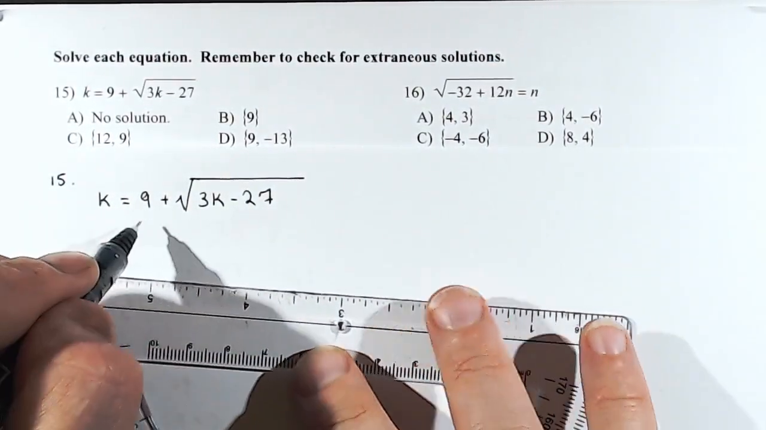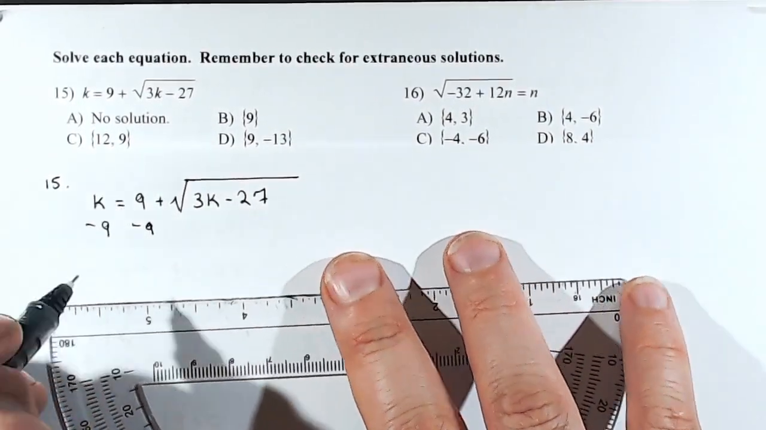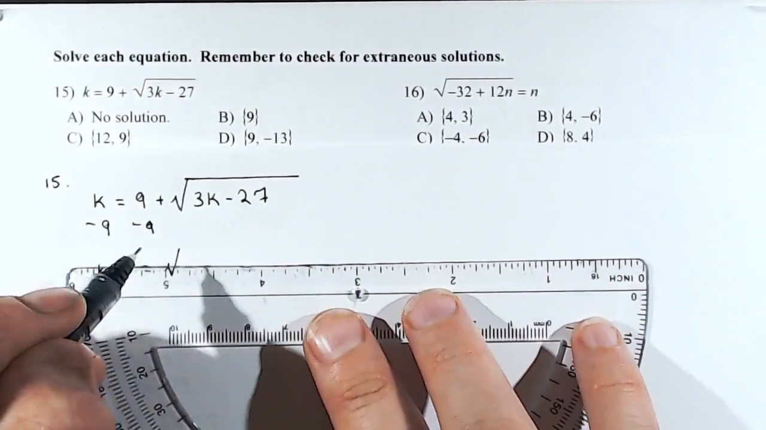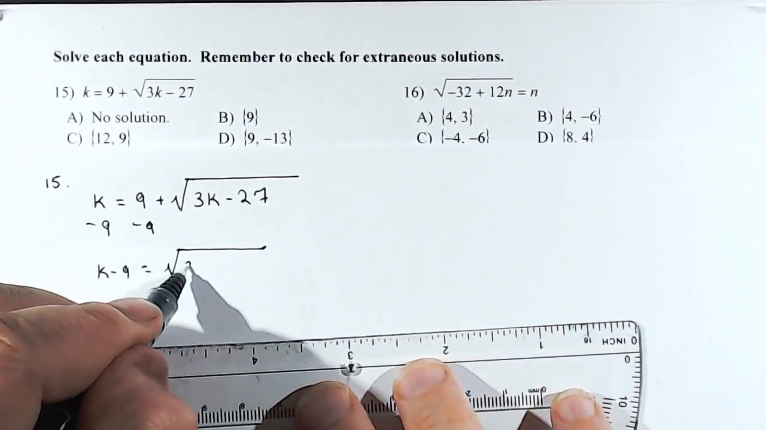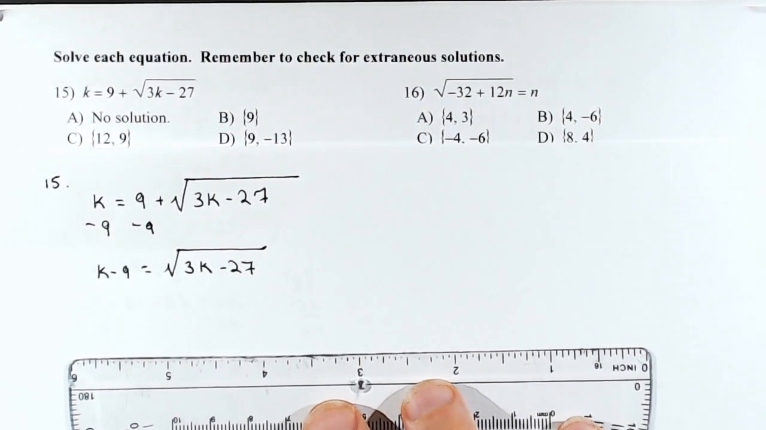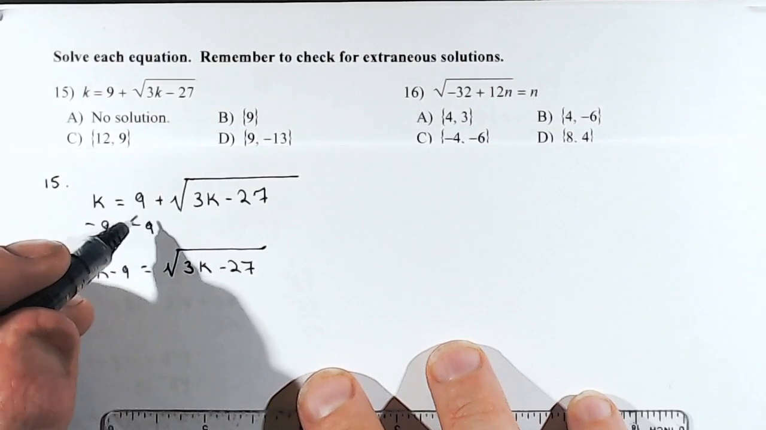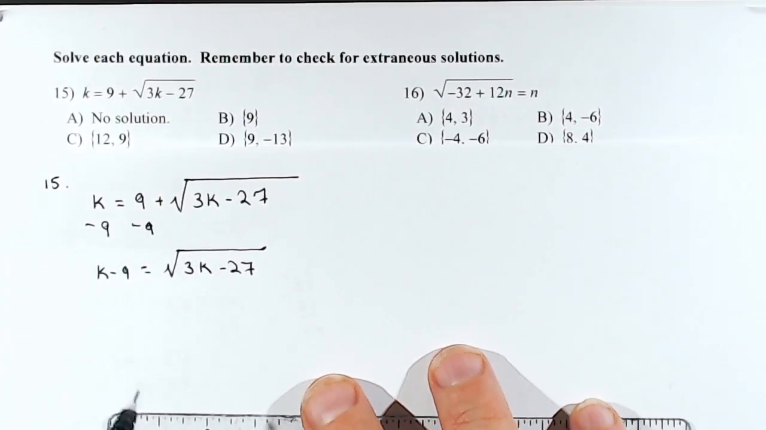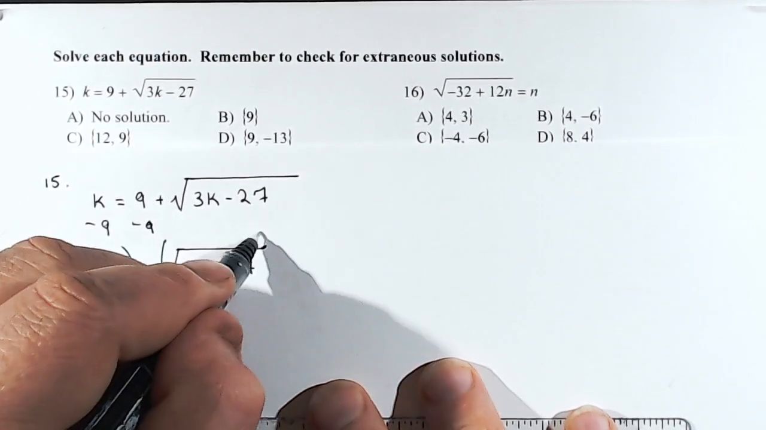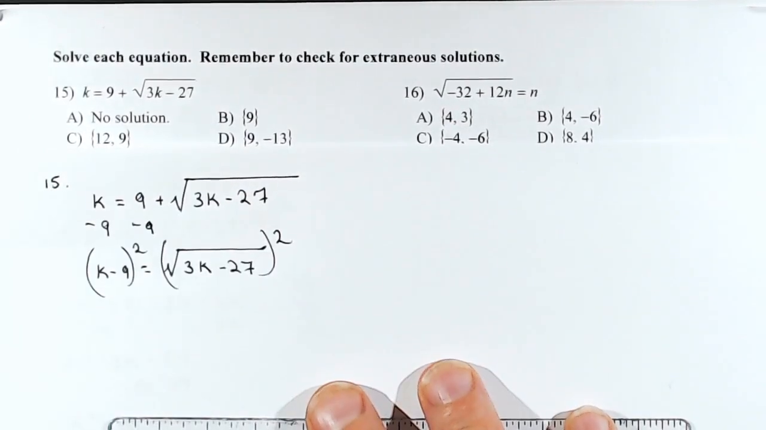So what they did in the problem is they subtracted 9 from both sides, and they got k minus 9 equals square root 3k minus 27. So I think my mistake was I attempted to square both sides, but I can't do that with this term over here. So that little mistake is what cost us all of our pain. All right, so we have to square both sides like that.